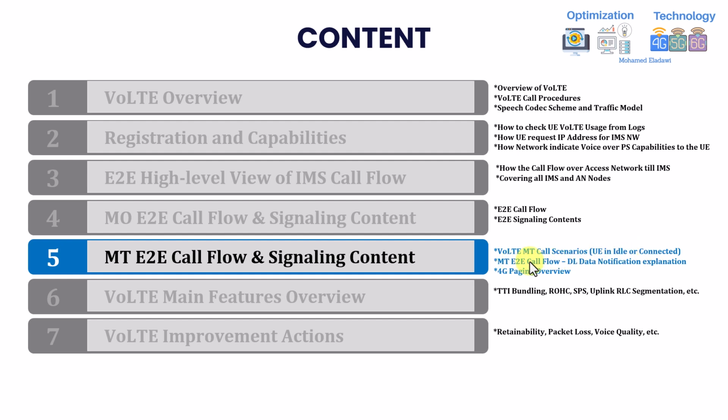Then we'll go through the end-to-end call flow and we'll explore in detail the main messages for the paging and something called downlink data notification. I will explain this part directly from the Wireshark. I will show you the message contexts we have and the explanation for them, and also what kind of failure scenarios we might see in case of mobile terminating.